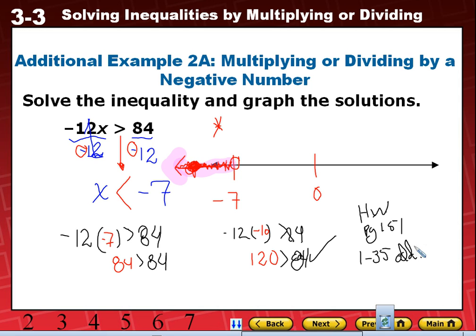All right, guys. Well, that's it. Just don't forget that when you're multiplying and dividing by a negative number, you flip the symbol.